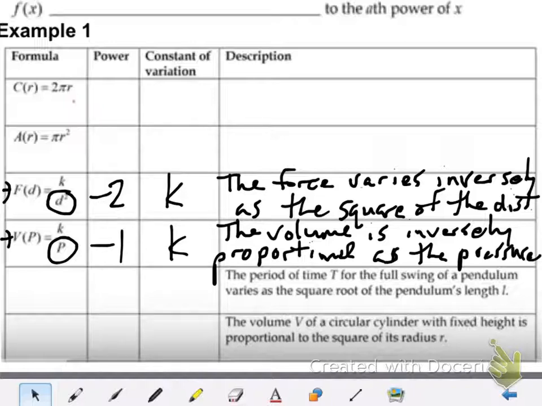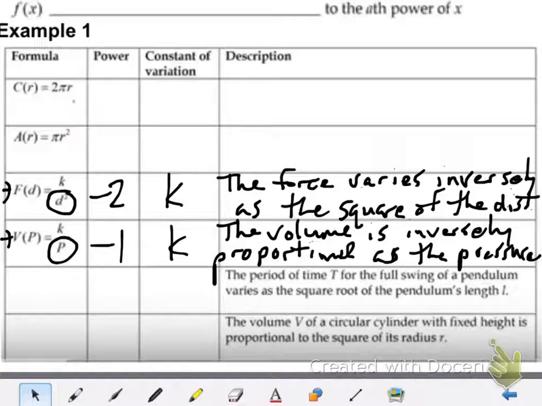Okay? Now, again, the volume being V and the pressure being P, I'm not worried about what the variables are for this. But again, when the power is negative, we use the word inversely. Okay? Now, if we go backwards, so if they give us the description, can we come up with the formula?